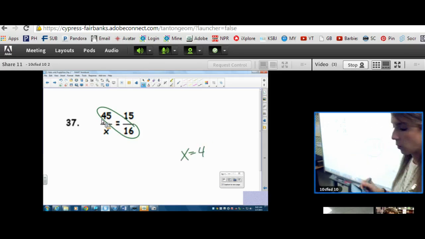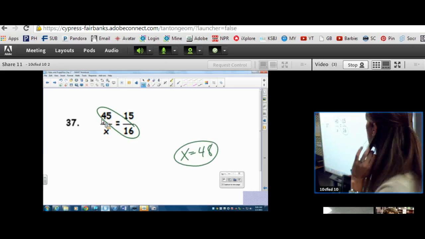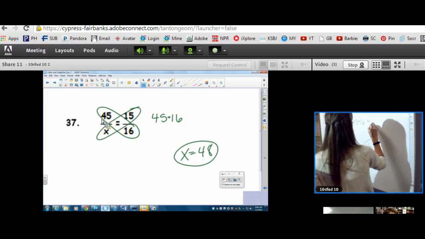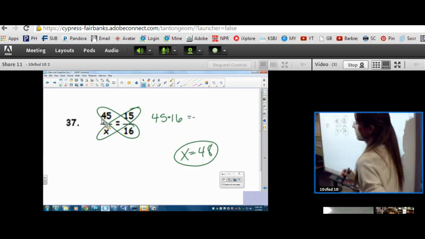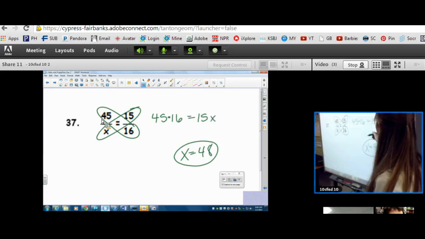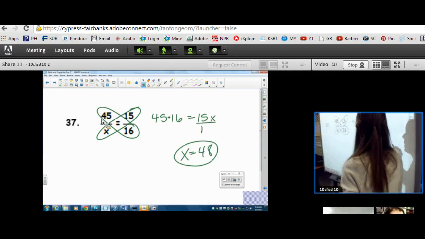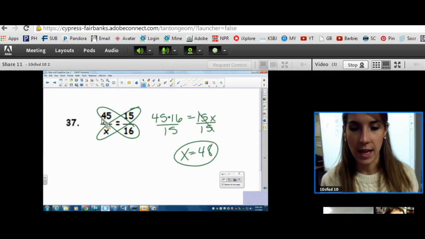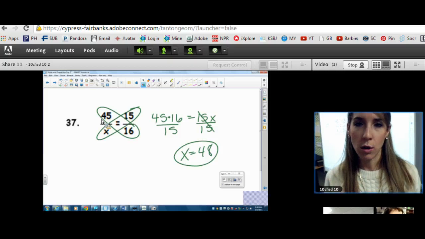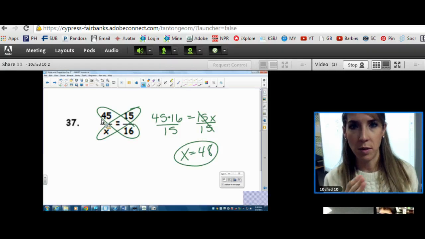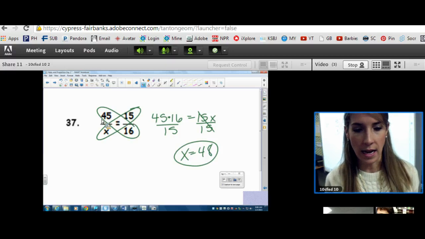Now if you want to show your work and you want to do the middle step, then you can write out 45 times 16 equals 15 times x. And then you would, of course, multiply that side, and you would divide both sides by 15. So in essence, you're doing what I said to start with, okay? So you can cross multiply and divide, or you can show that middle step and you can cross multiply and put that equal sign, but you'll end up dividing in the end.